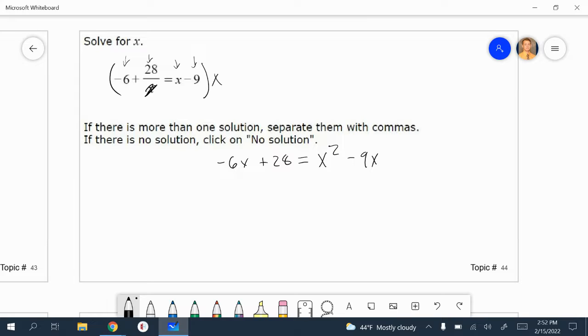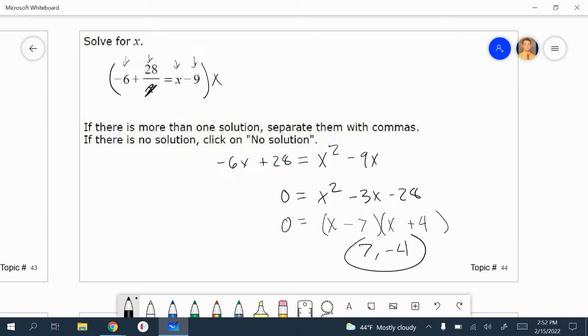If I move everything to one side, I'll have 0 equals x squared minus 3x minus 28. So let's see. I think 7 and 4 would work if I factor this. So x and x. We'll do a negative 7 and a positive 4. I think that would be right. So positive 7 and negative 4 are my two solutions. We should check, but there's really nothing to check. We just can't have a 0 on the bottom of the fraction.